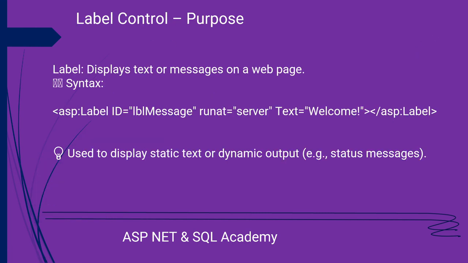The label control is simple but essential. It is used to display text, instructions, or dynamic output from code behind. You can change its text property in C# or VB to show feedback or results.